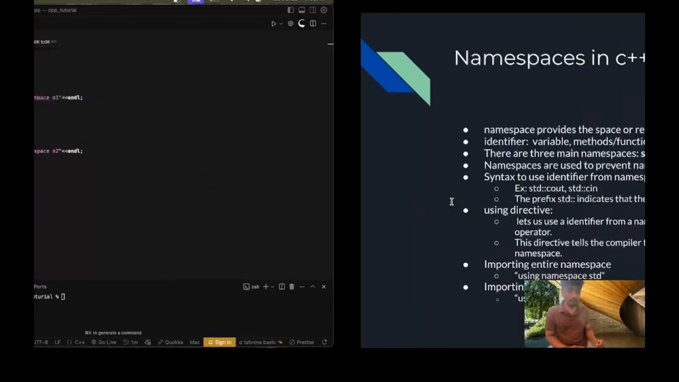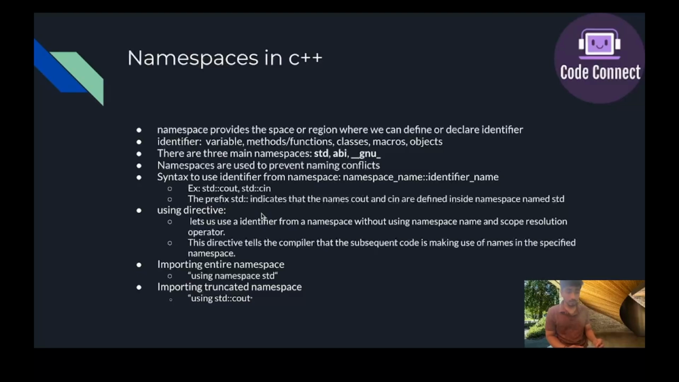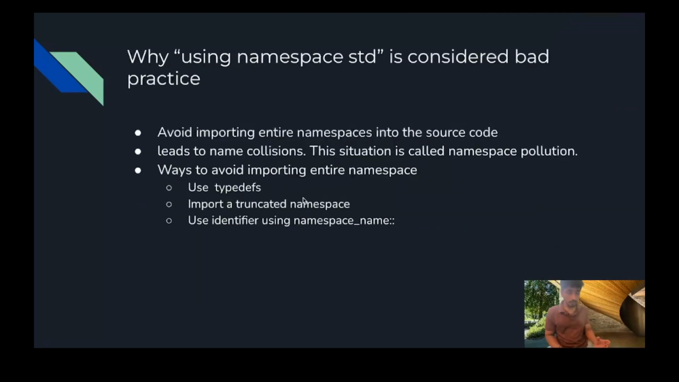In the previous videos we have seen the advantages of namespaces, how we can declare and create namespaces, and all these things. We have also seen why using namespace std is considered a bad practice: it imports the entire namespace into the source code, leads to name collisions, and this situation is called namespace pollution.